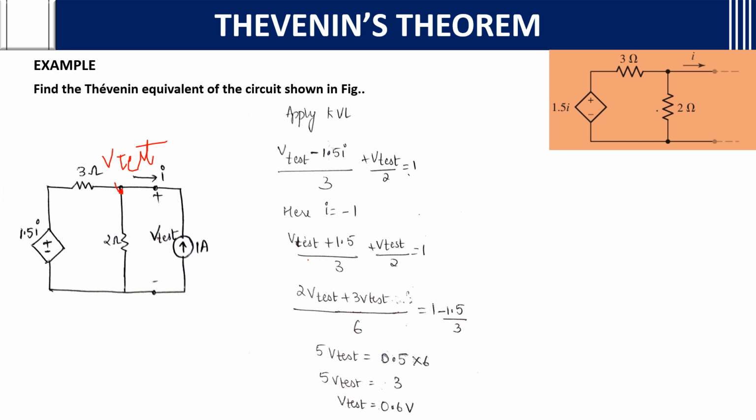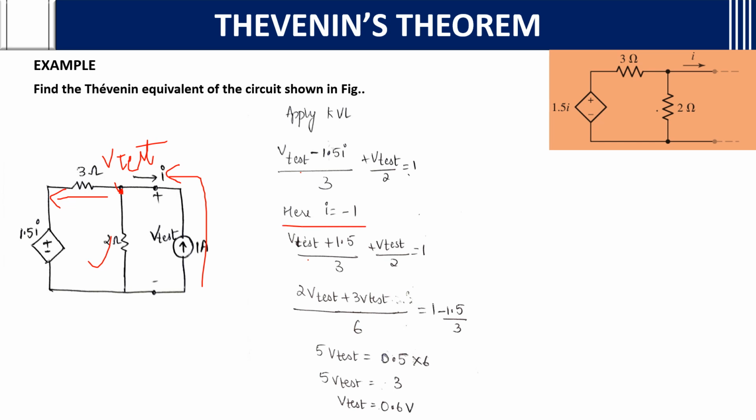Then (V test minus 1.5 I) by 3 ohms plus V test by 2 is the outgoing current. Incoming current, if you see here, 1 ampere is incoming and the others are outgoing. So 1 ampere is equal to (V test minus 1.5 I) by 3 plus V test by 2. You will get here I is equal to minus 1.